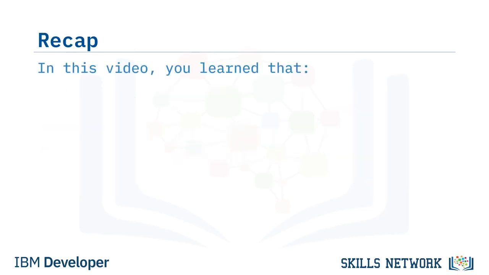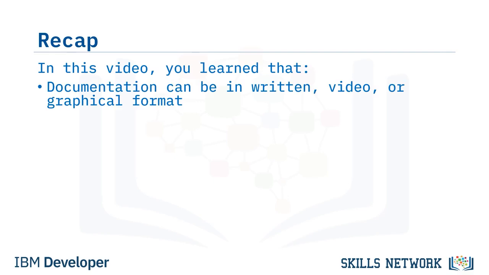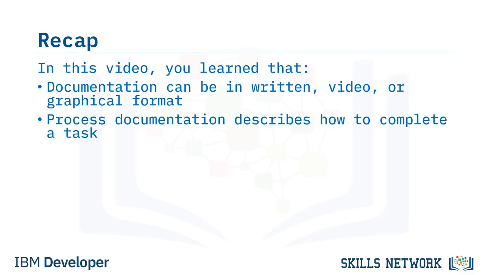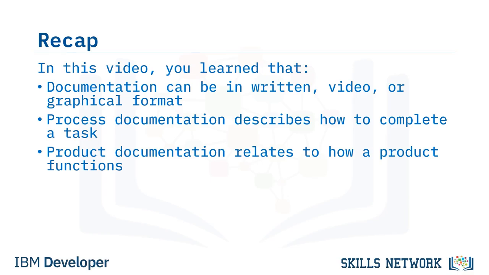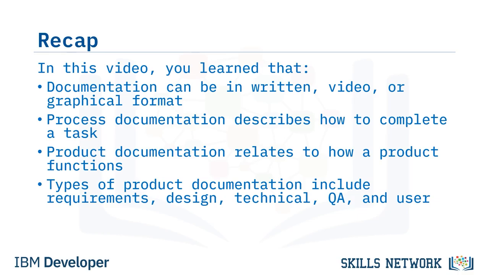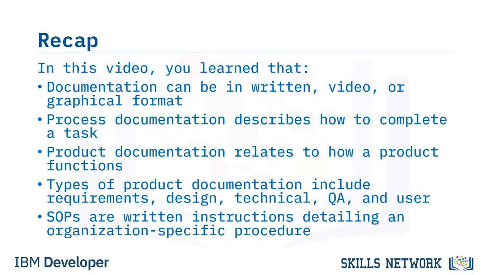In this video, you learned that documentation comes in 3 formats: written, video, or graphical. Process documentation describes how to complete a task. Product documentation relates to how a product functions. The types of product documentation include requirements, design, technical, QA, and user. And SOPs are written instructions detailing an organization-specific procedure.